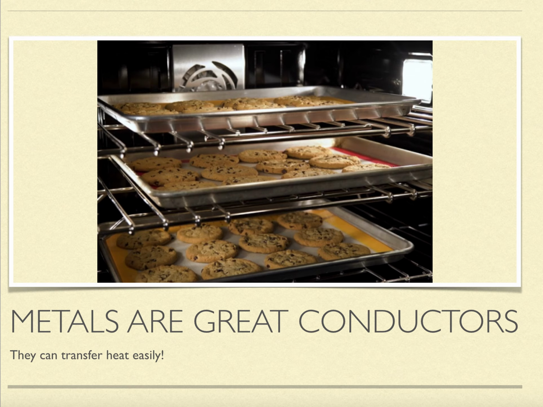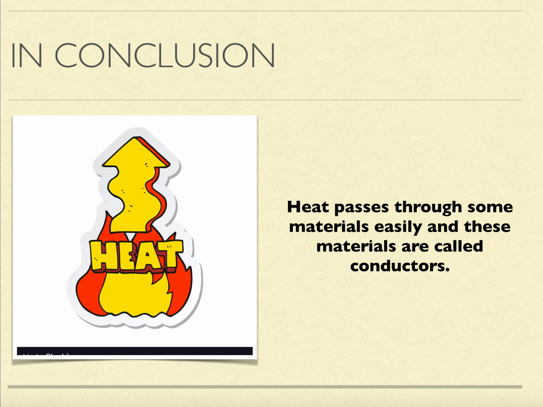So let's say you want to bake some cookies. Notice what's on the inside of our oven. So the racks that are inside the oven are made of metal, and the aluminum pan that the cookies are in is also made of metal. Why does that happen? It's so we can get our cookies baked fast. We're going to put our cookies inside something metal. The heat can transfer easily and bake our cookies. So in conclusion, heat passes through some materials easily, and when that happens, these materials are called good conductors.